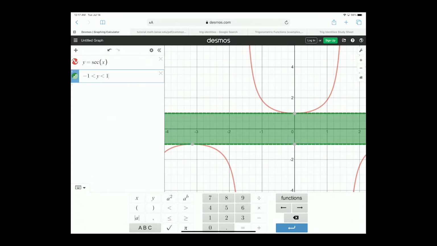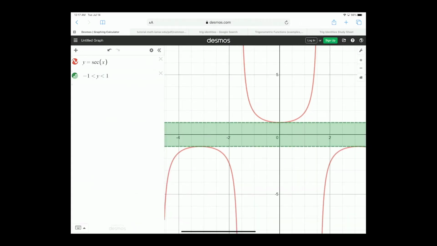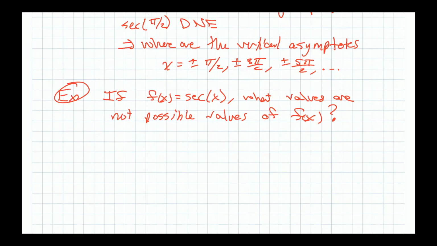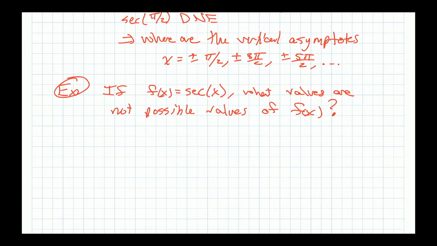The secant is never in there, right? It's always greater than 1 or it's less than -1. It's never in between -1 and 1, ever. And so that's what they're getting at there. They want you to know that. So when they say what values are not possible values, we know that secant x is never in -1 to 1. It starts at -1 and it starts at 1. So it is 1 and -1 some places, but it's never between them.